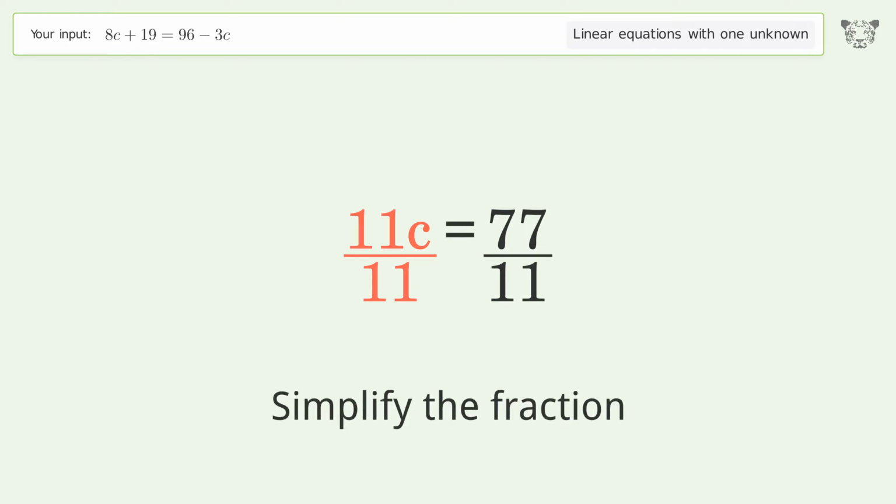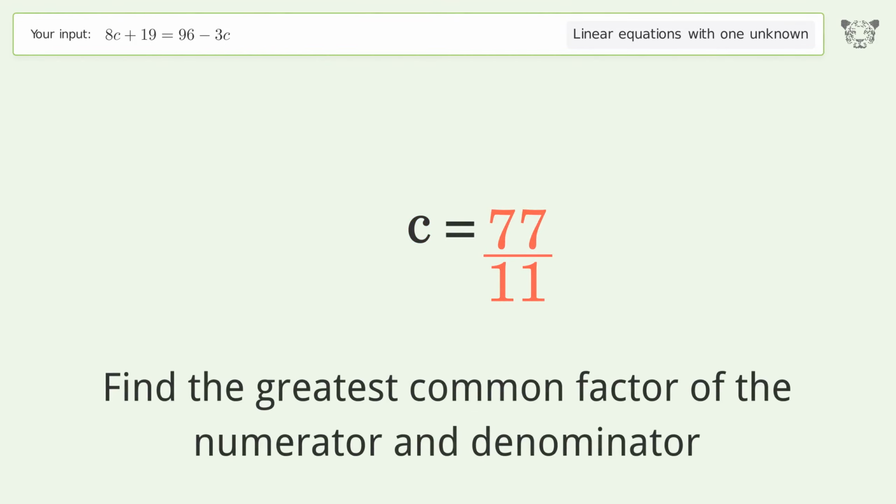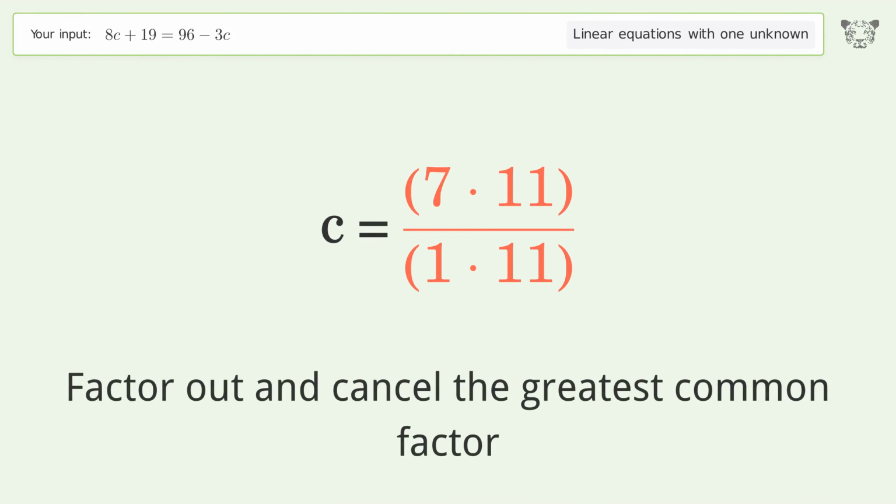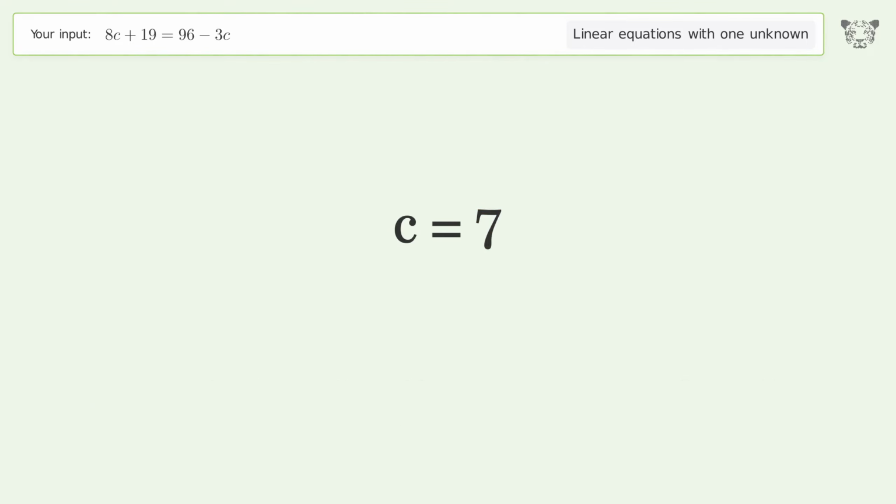Simplify the fraction. Find the greatest common factor of the numerator and denominator. Factor out and cancel the greatest common factor. And so the final result is c equals 7.